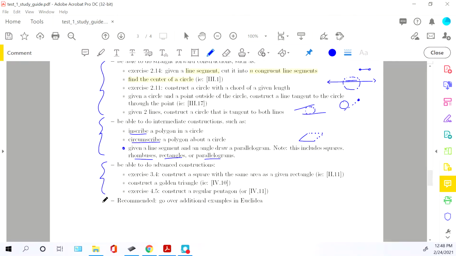Now, one of the things that I would definitely recommend is making sure you're comfortable with what I'm expecting formatting-wise with formal, proper constructions. You'll need to list out all the steps. You need to make sure you draw your picture with a straight edge and compass.